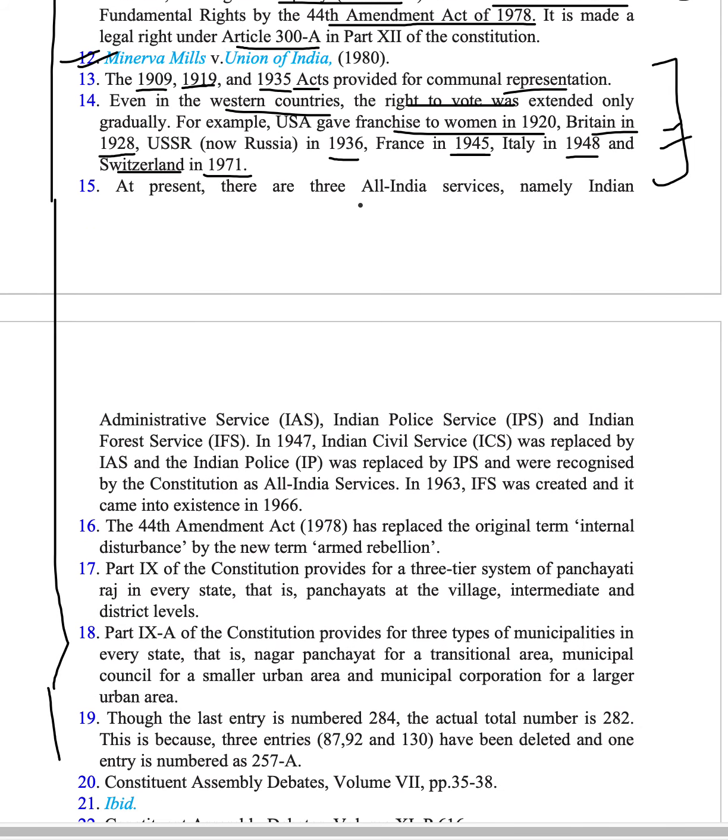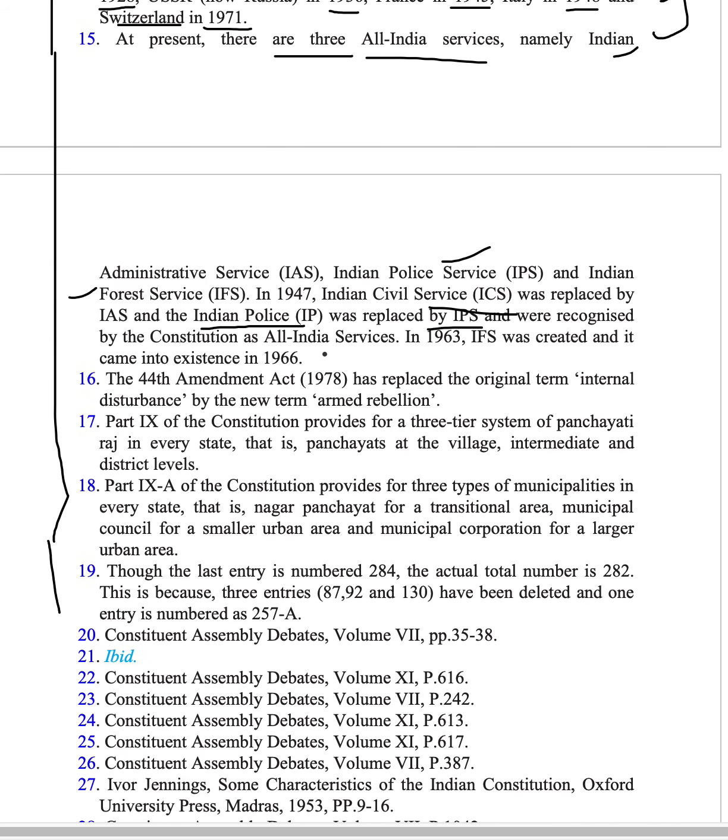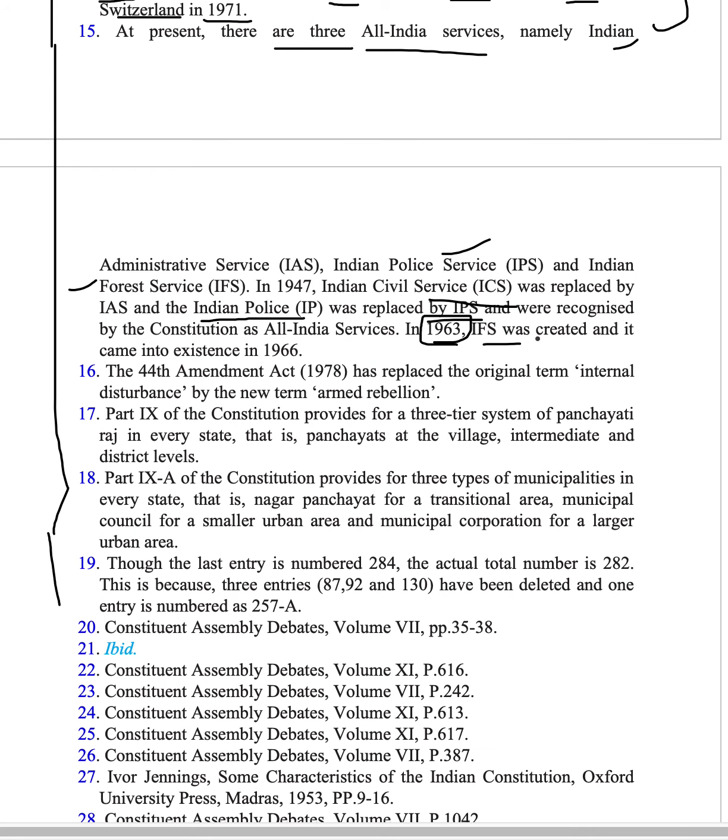Then there are 3 all India services we just discussed: IAS, IPS, and IFS, Indian Forest Service. And in 1947, the ICS, earlier this IAS was called ICS, Indian Civil Services, was replaced by IAS, and Indian Police, IP, was replaced by IPS. IFS was constituted in 1963. So the central government with the concurrence of states can formulate new all India services, but this is the last service that was created.